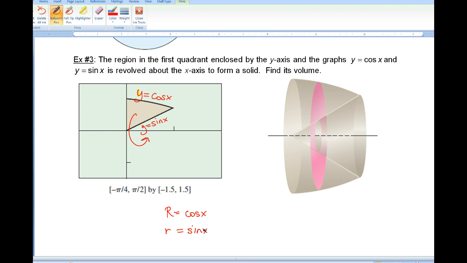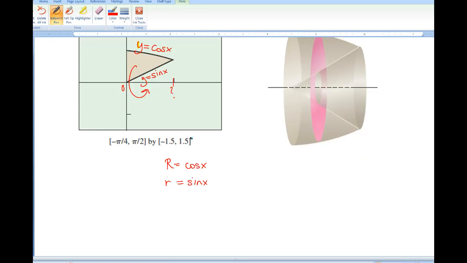The other thing I need to figure out is the bounds. Well, it starts here at 0, but I need to figure out what is that x coordinate. How do I find that out? Set them equal to each other. Okay, when are sine and cosine equal to each other on the unit circle? If you did not know this, you could graph this on your calculator, look at where they intersect and just write pi over 4 to 3 decimal places. That's fine.